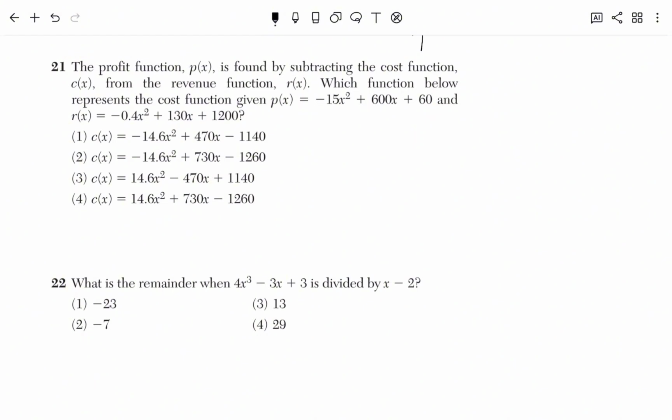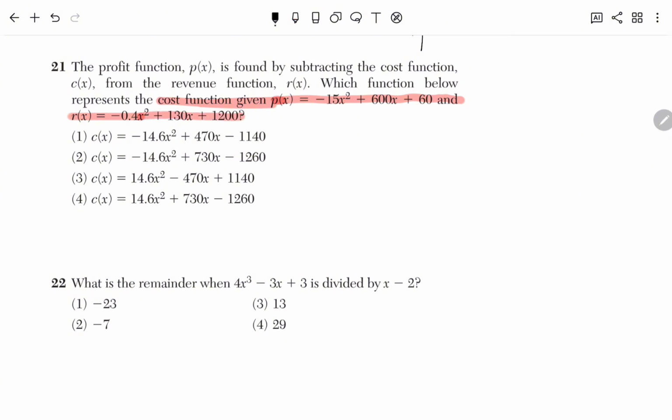The profit function P of x is found by subtracting the cost function C of x from the revenue function R of x. Which function below represents the cost function given P equals -15x squared plus 600x plus 60 and R of x equals -0.4x squared plus 130x plus 1200.